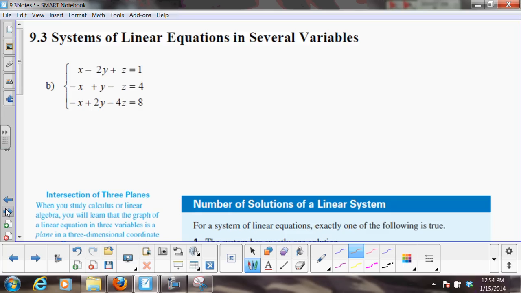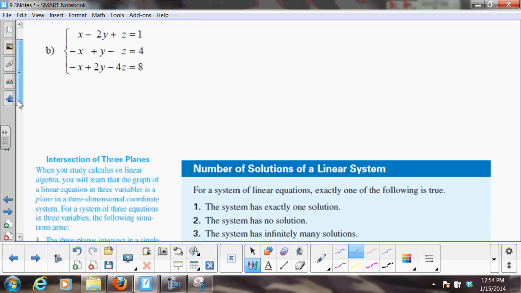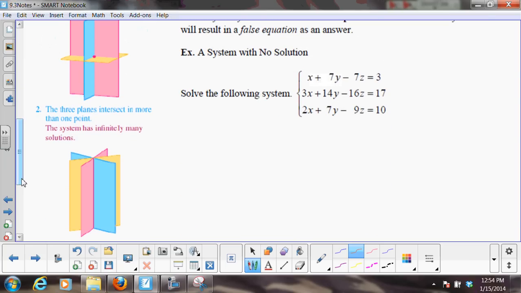Okay, I think I'm only going to do one of every kind, and then that should be enough. And you can work on these in class. So then it also talks about how there could be different options. Same thing with our two equations, two variables. There could be no solution, infinitely many, or one solution. Well, we did the one solution. This one's going to be no solution, but it's the same process.